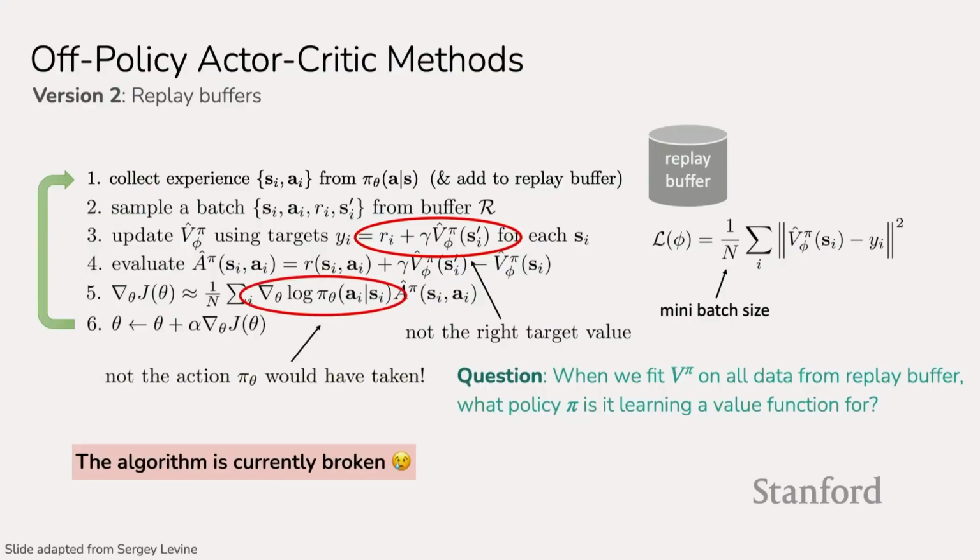Okay. The other thing that's a bit wrong about this is that this is also not the action that the policy would have taken. And likewise, when you pass the action into the advantage, that's also not the action that the policy would have taken. And so we'll also see how we can fix that part. But first, let's talk about the value function.